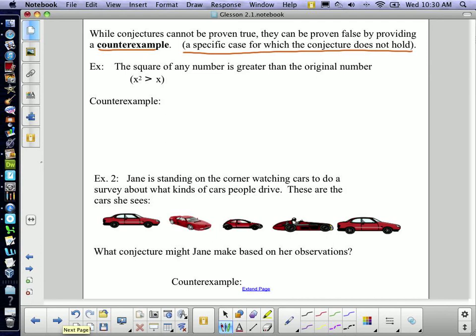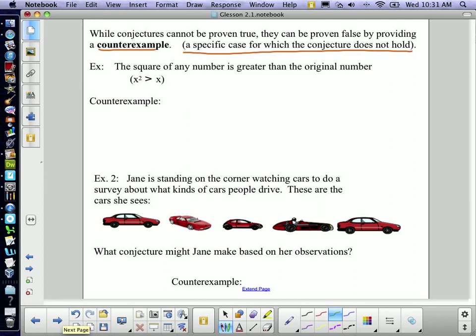So let's say I make a conjecture. The square of any number is greater than the original number. That's my conjecture. Well, I'm going to tell you right now that that statement is false. Can somebody give me a counterexample to show that that conjecture is false? Yeah. 1 squared. 1 squared is not greater than 1, is it? 1 squared equals 1. So, fine. 1 would be a counterexample for that original conjecture.